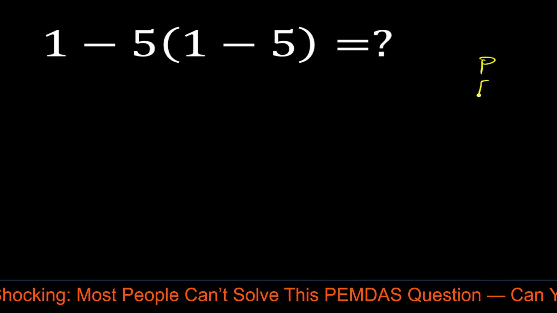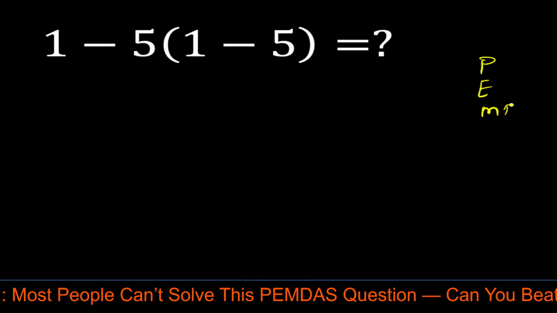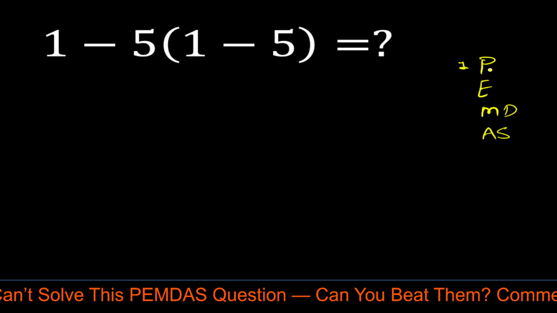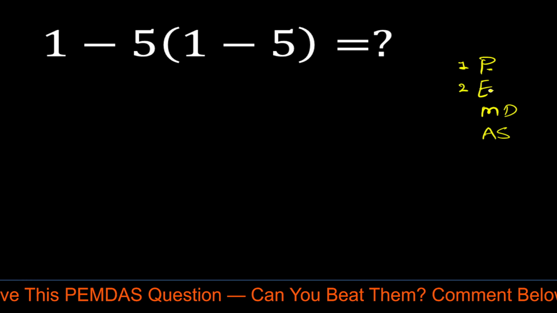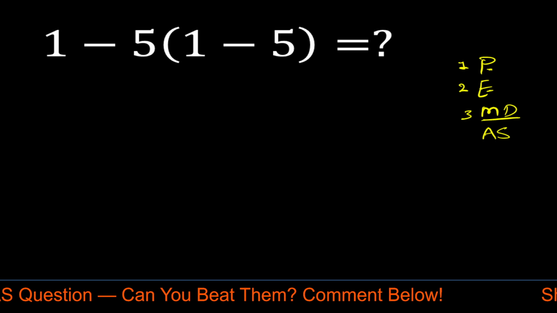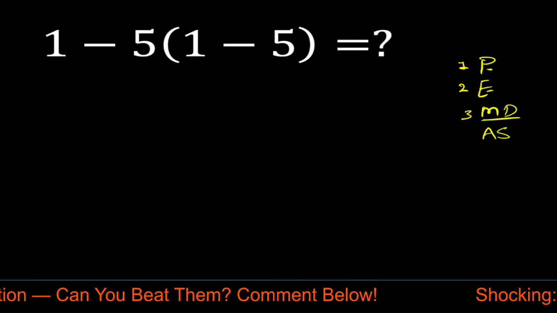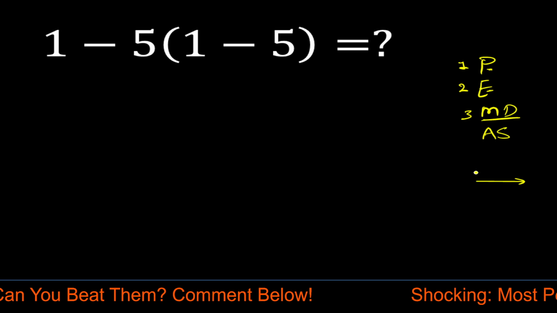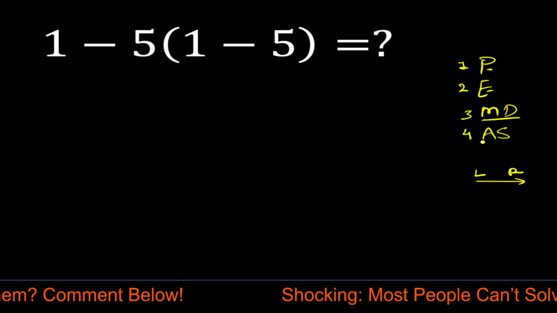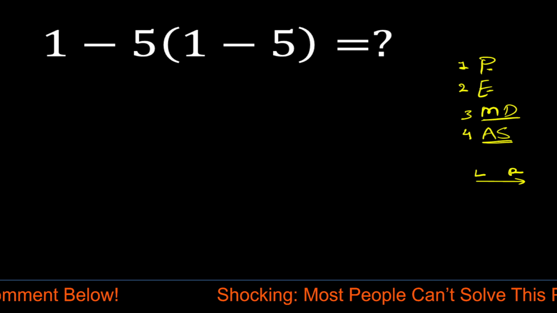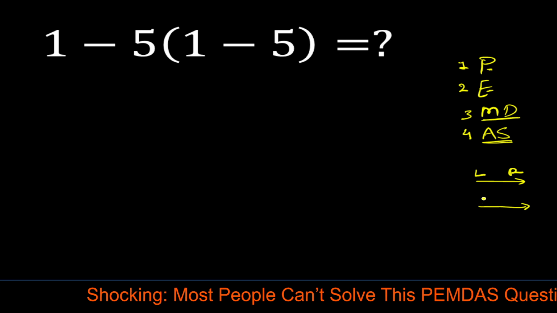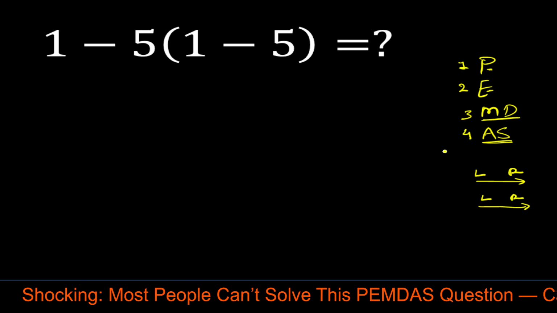PEMDAS, P-E-M-D-A-S. According to PEMDAS, first priority is parentheses, then second priority is exponents, then third priority is multiplication and division. Here multiplication and division both have equal priority, so we have to solve it from left to right. And fourth and last priority is addition and subtraction. Also addition and subtraction both have equal priority, so we have to solve it from left to right.